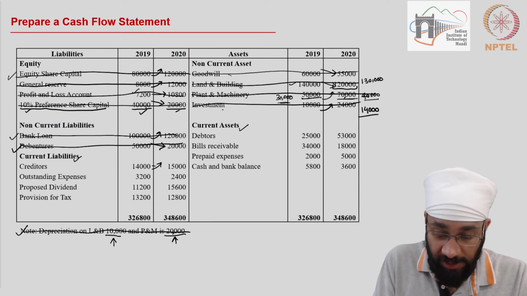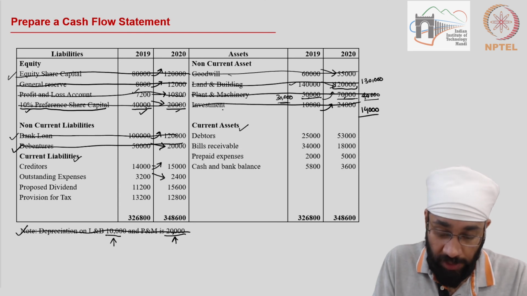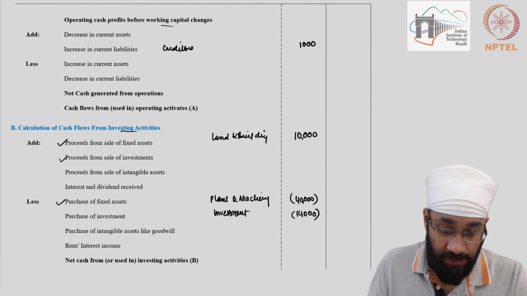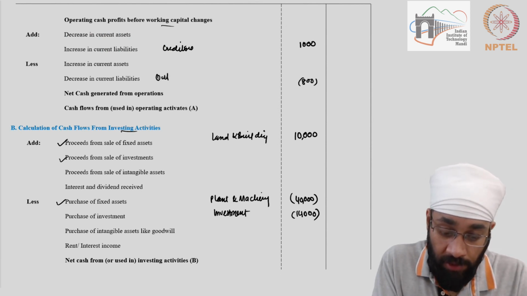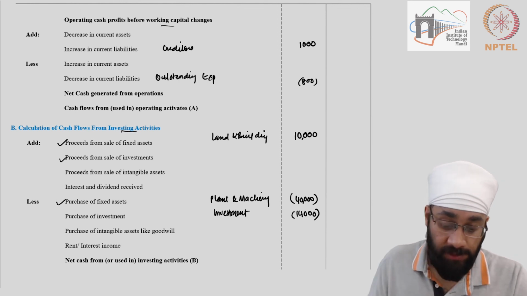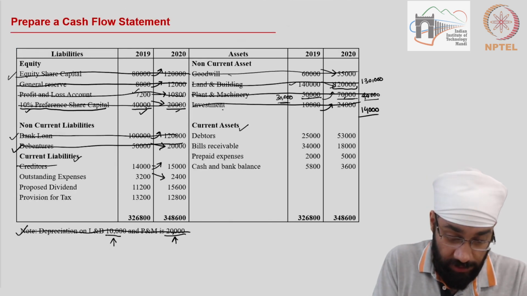Then you have outstanding expenses going down, which means you are paying them, so it's an outflow. The amount is 800. Outstanding expenses, 800 is being paid for outstanding expenses. So this is done and this is done.